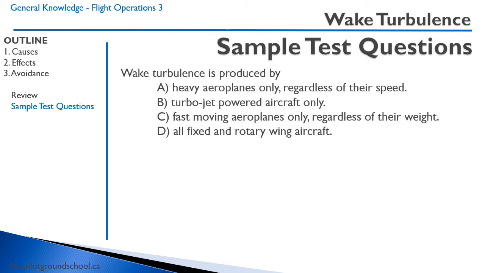Wake turbulence is produced by, so recall, wake turbulence is caused by vortices, and vortices are a byproduct of lift. So what vehicles produce lift? Well, all fixed and rotary wing aircraft. D is correct.